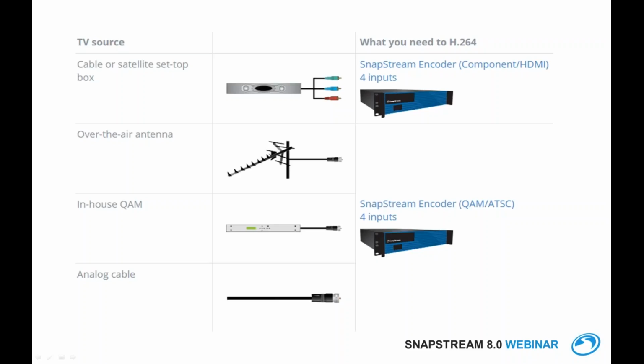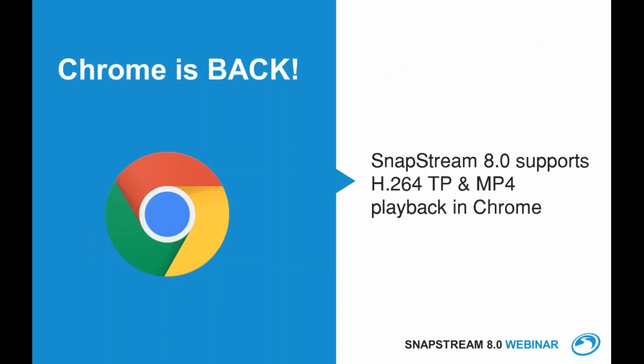One of the other really exciting things about recording in H.264 is something I'm very excited about, is that Chrome is back. This is something that I heard a lot from our customers, and I'm particularly excited about because I prefer to use Chrome myself. With an H.264 feed, you can now use Google Chrome. As I said earlier, there's any number of different ways you can play back that content in whatever you want to. But I'm particularly excited about Google Chrome, and I think some of you are as well.